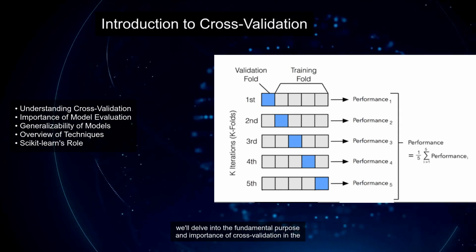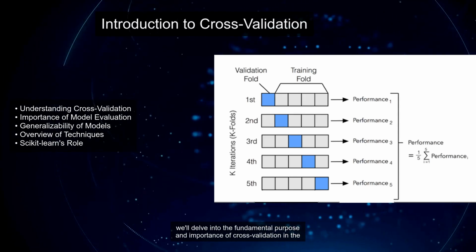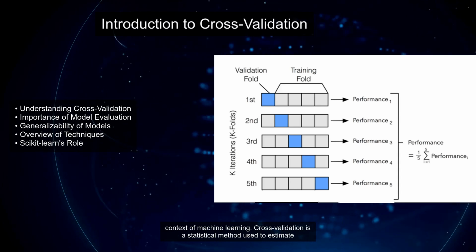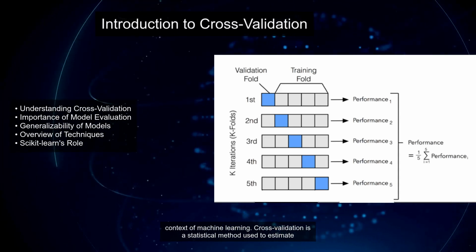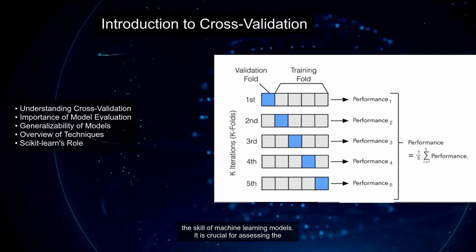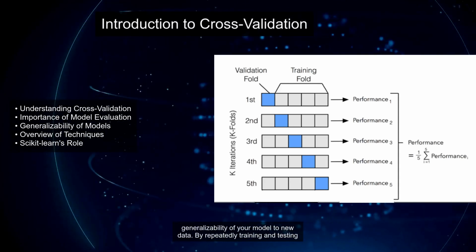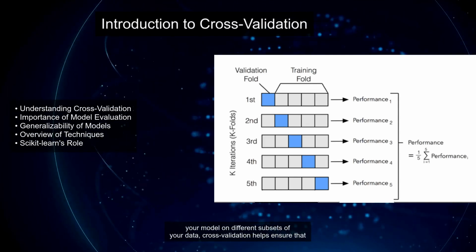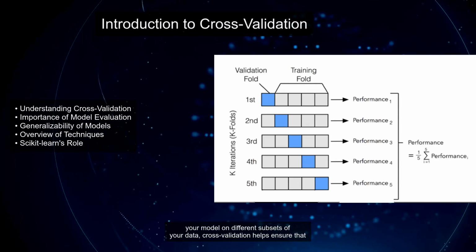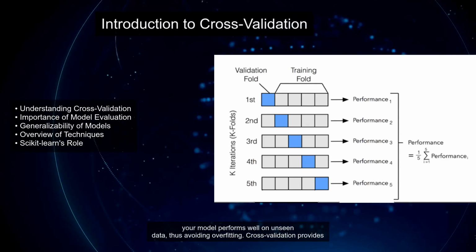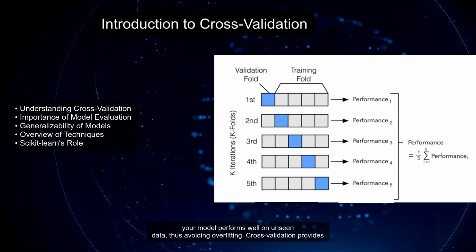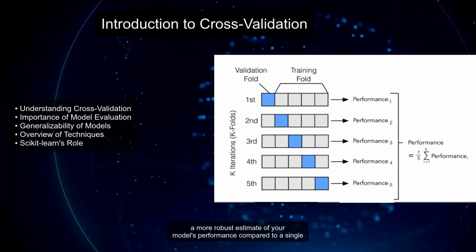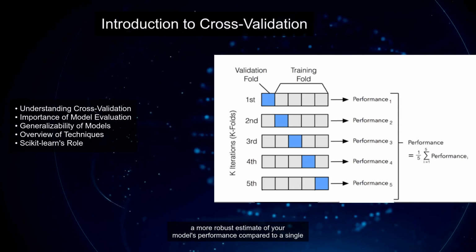In this video, we'll delve into the fundamental purpose and importance of cross-validation in the context of machine learning. Cross-validation is a statistical method used to estimate the skill of machine learning models. It is crucial for assessing the generalizability of your model to new data. By repeatedly training and testing your model on different subsets of your data, cross-validation helps ensure that your model performs well on unseen data, thus avoiding overfitting. Cross-validation provides a more robust estimate of your model's performance compared to a single train/test split.